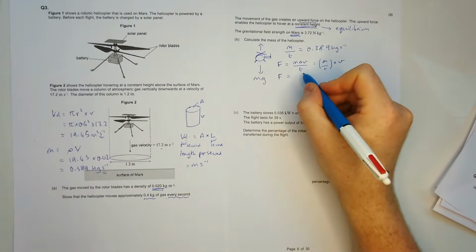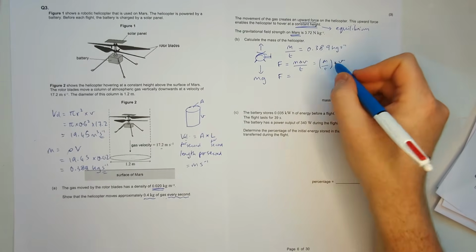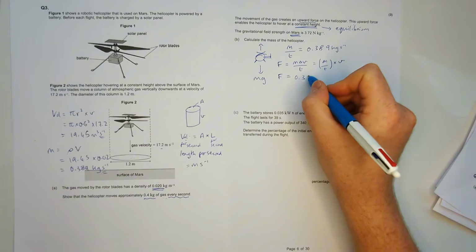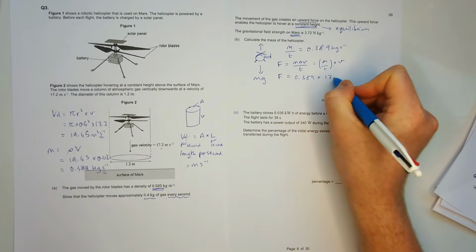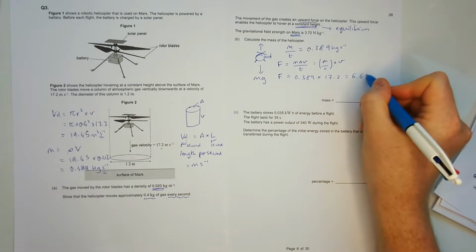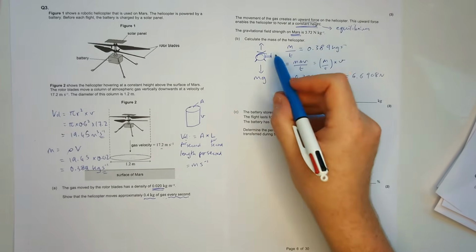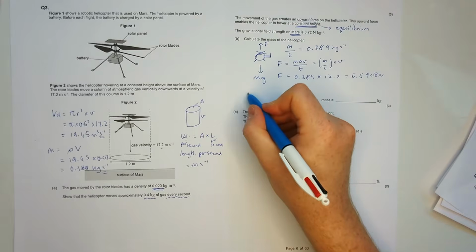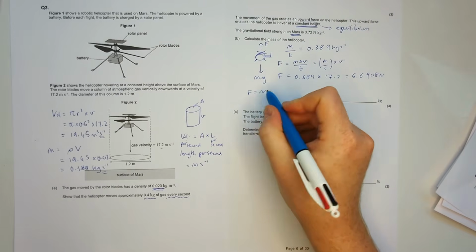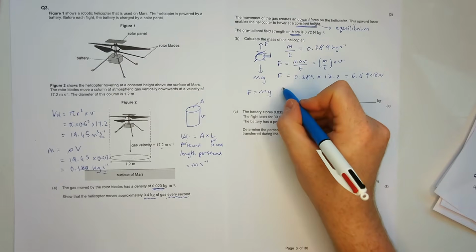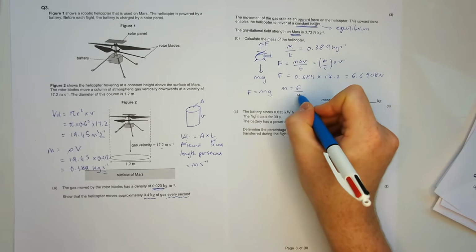So multiplying those values together, we've got our 0.389 times 17.2. We're going to have our overall force is therefore 6.6908 newtons. We said they're in equilibrium, so that means that that force is going to be equal to mg. So we don't know what the mass is, but we know that gravitational field strength is 3.72. So I've got mass equals the force I've just worked out divided by g.